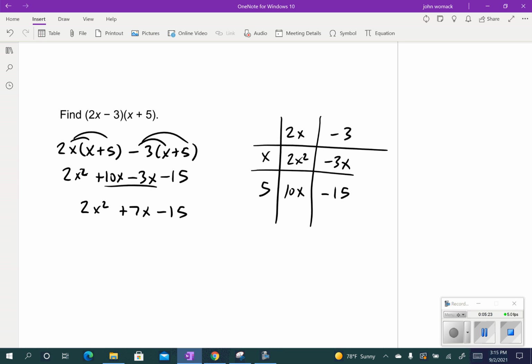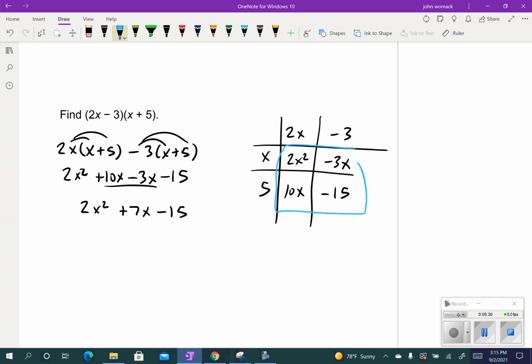Okay, now I take this inside part. So this inside part, right in here. This is my answer. So I have the 2x squared. I've got a 10x and a minus 3x. Combine those, they are like terms. So 10x minus 3x is a positive 7x. And I've got that minus 15. Again, there's my answer, right? Same answer as I got over here. Same answer, just a different approach.